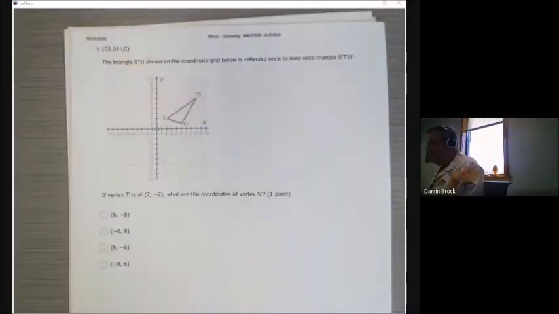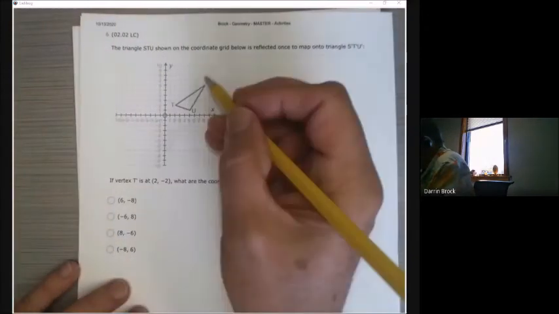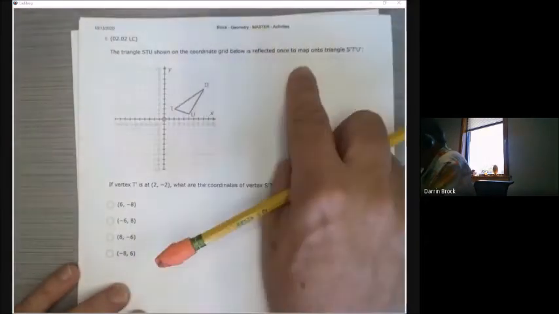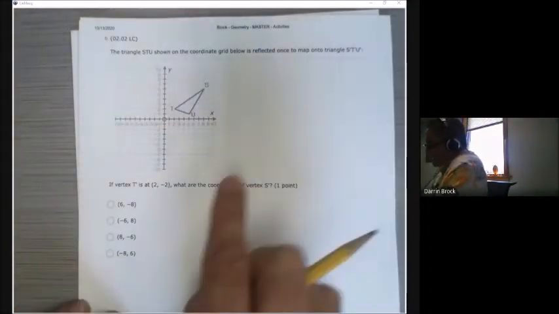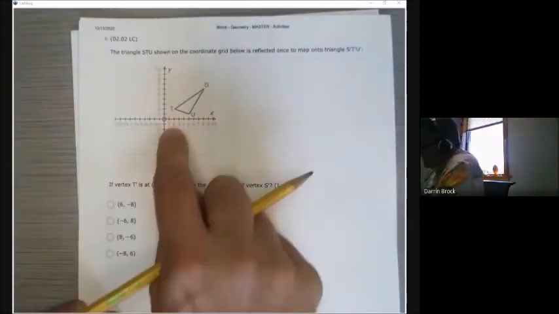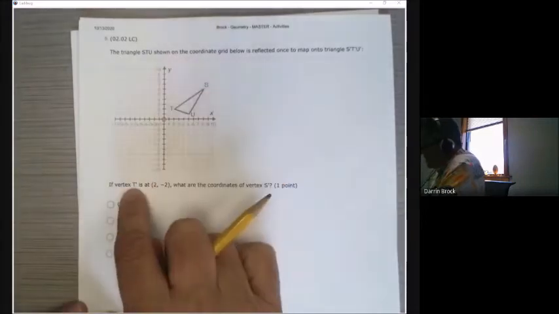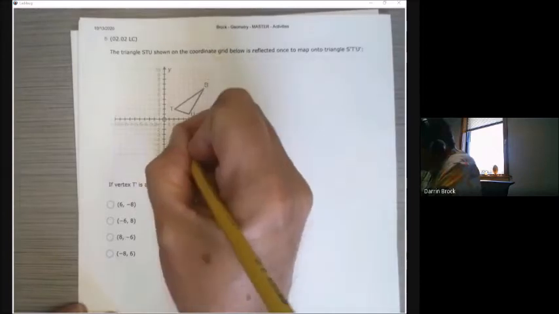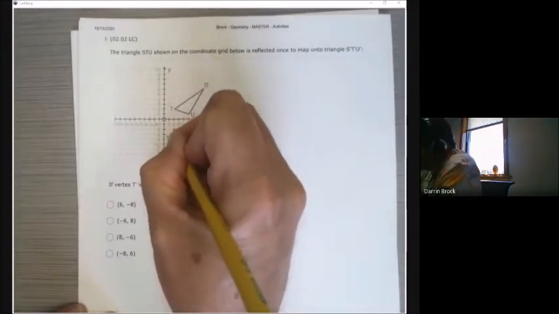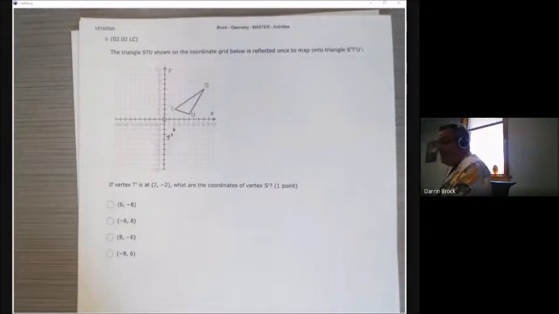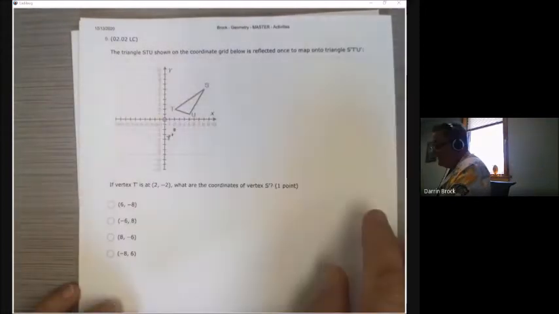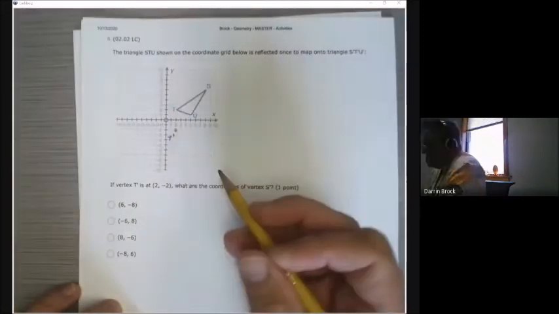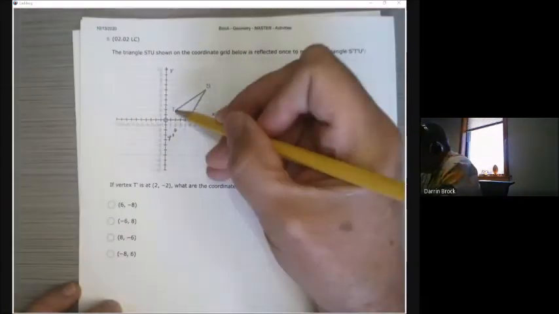Okay, moving right along. The triangle STU, there's STU on the coordinate grid, is reflected once to map onto S'T'U'. If vertex T, okay, there's the original T, so T prime is at 2, -2. So we're saying T prime ends up right there. That's T prime. The coordinates of S. So obviously it reflected over the x-axis because T is 1, 2 above it. This is 1, 2 below it.